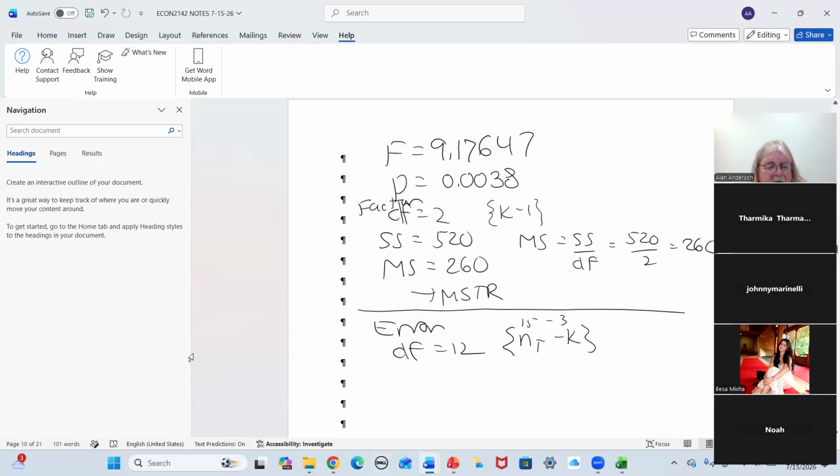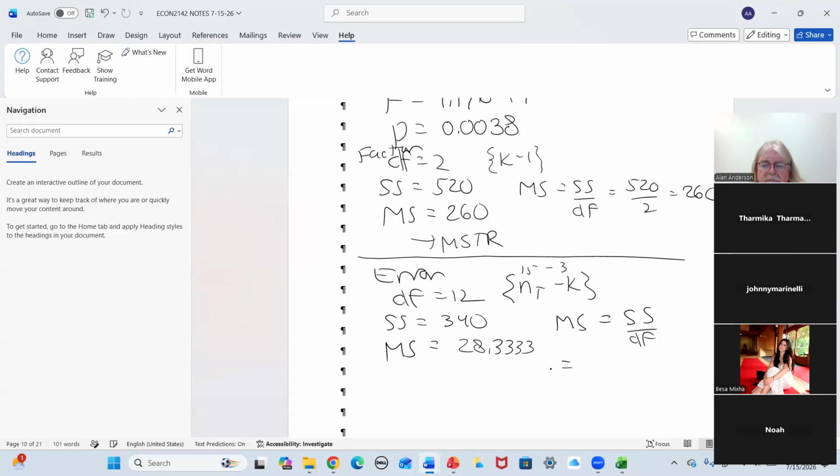And then we have SS is 340 and MS, and that's the result of taking the SS over the degrees of freedom. And so let's confirm that. 28.33. Okay. And this is what the book is calling MSE.